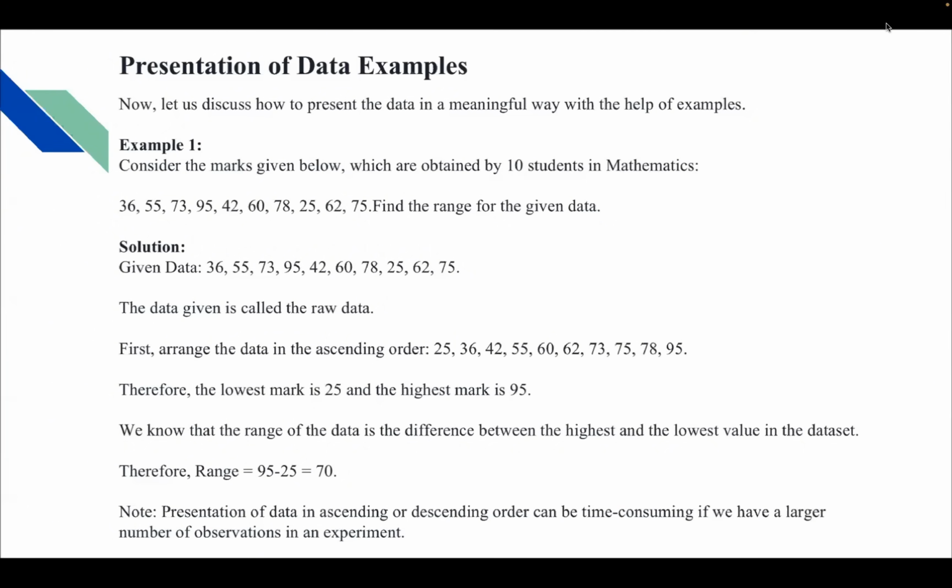This one is very simple. All you have to do is arrange the data from the least to the highest, which, as you can see, when you do that, you have 36, 55, 73 up to 75. This data is what is called the raw data.